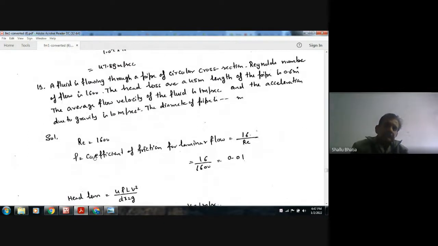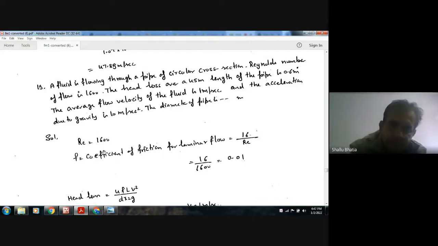Next, a fluid is flowing through a pipe of circular cross section. The Reynolds number of flow is 1600. Head loss over a 45-meter length of pipe is 0.6 meter. The average flow velocity of the fluid is 1 meter per second. The acceleration due to gravity is 10 meter per second squared. Here, the diameter of the pipe is?